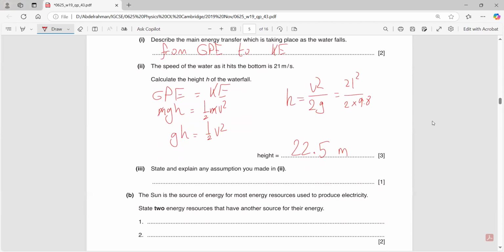State one and explain any assumption you have made. What is the main assumption that we have made in this question? The main assumption in any question that has energy is that no energy is lost to the surroundings.